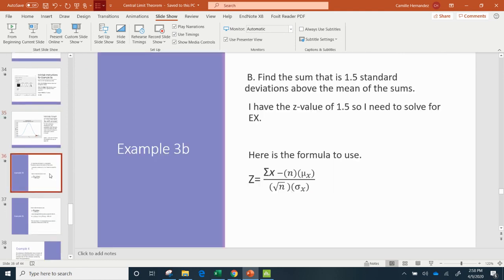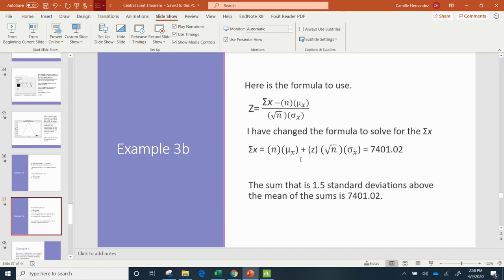Now, it wanted me to find the sum that is 1.5 standard deviations above the mean. Remember normal distribution, that z-score could tell us where things were on the standard normal curve. Remember, what the z-score does is it takes everyday values, compares them to the mean and the standard deviation, and standardizes it so we can put it on the standard normal curve. Basically, I'm wrangling that data, and I want it normalized so I can compare it with other things. So using that formula, let's see what I'm going to do.